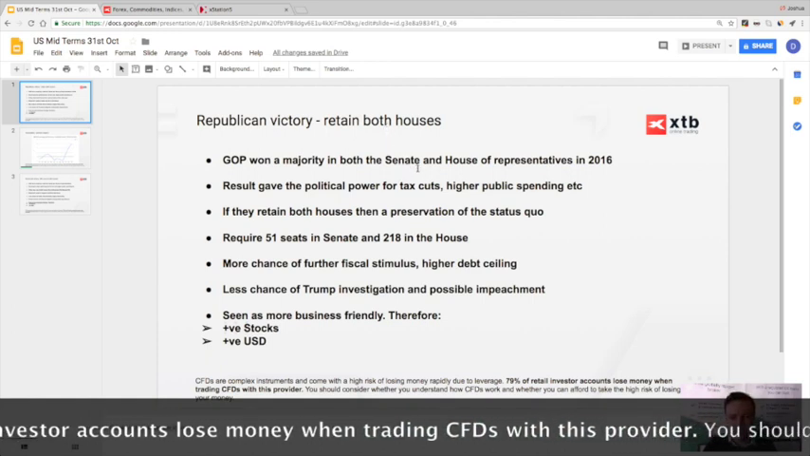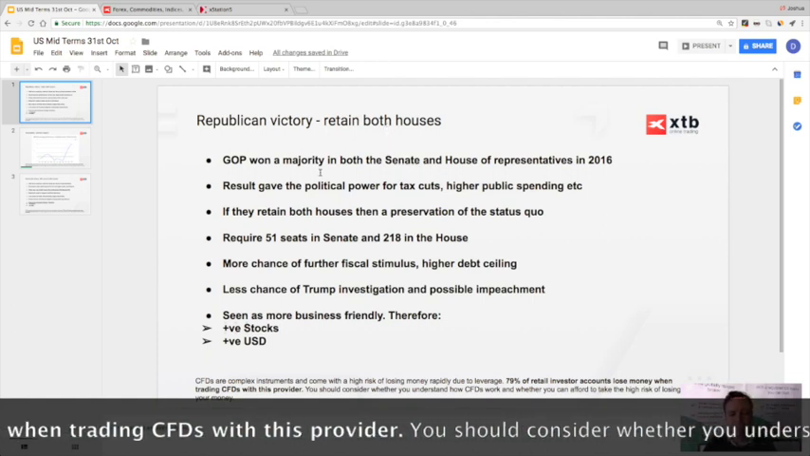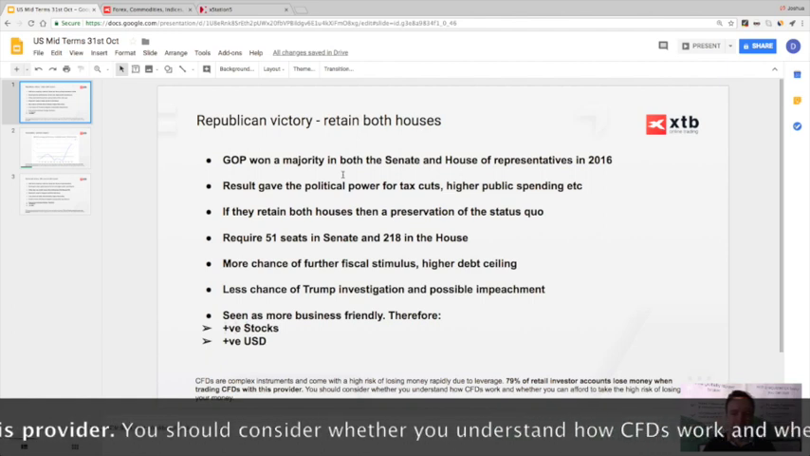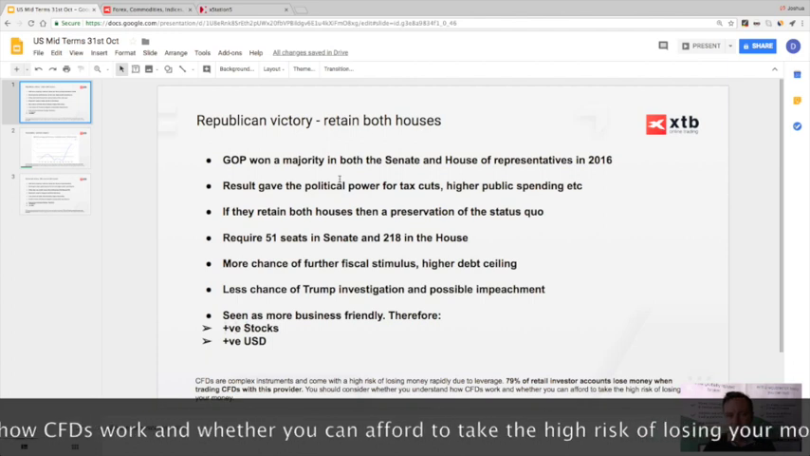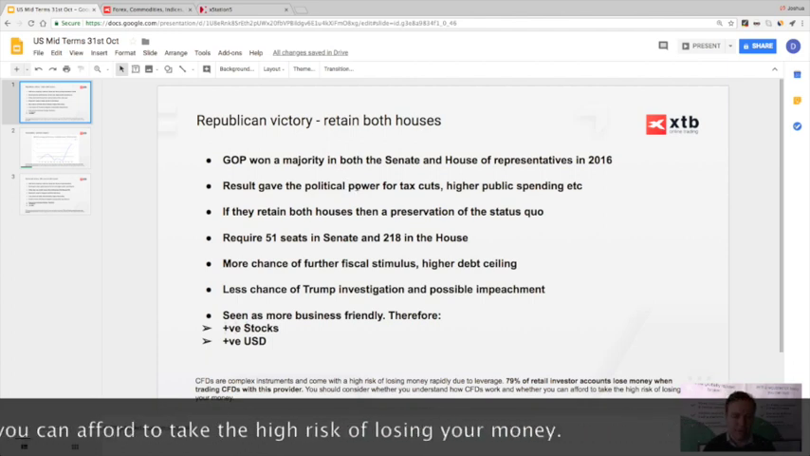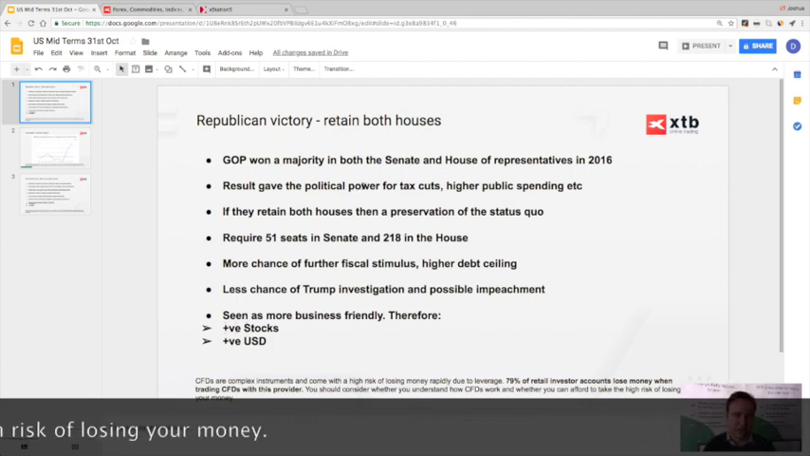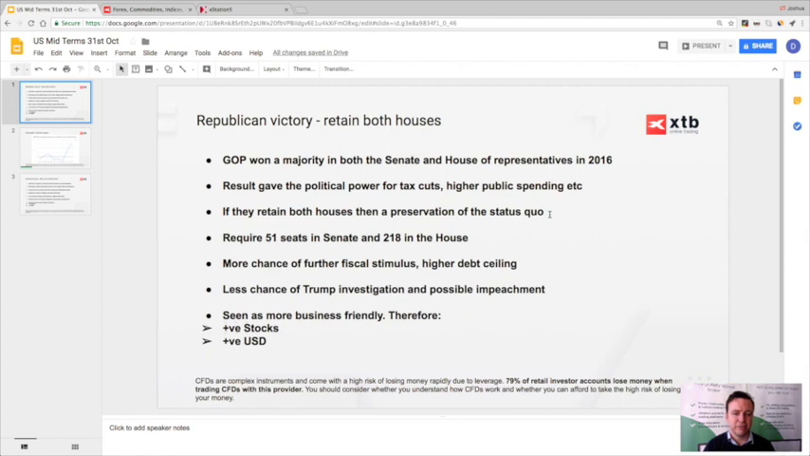Now, if we take our minds back to 2016, you can see the Republicans won a majority in both the Senate and the House of Representatives, and what this meant was that they had ample political power to push through a lot of their plans. This was large-scale tax cuts and also higher public spending. Now, if they retain control of both houses, then I think we could see a preservation of this status quo, and we could see more of the same from what we've seen the last couple of years in terms of the markets.